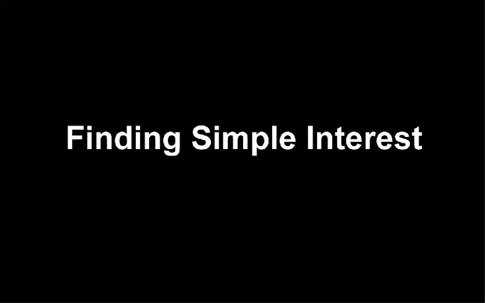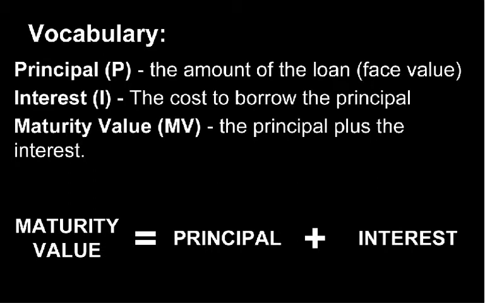This video is going to talk about finding simple interest. In order to understand simple interest, we have to understand a few vocabulary terms. The first one, principal, is the amount of the loan, the amount you're borrowing from the lender. So if it's a $5,000 loan, $5,000 is the principal.